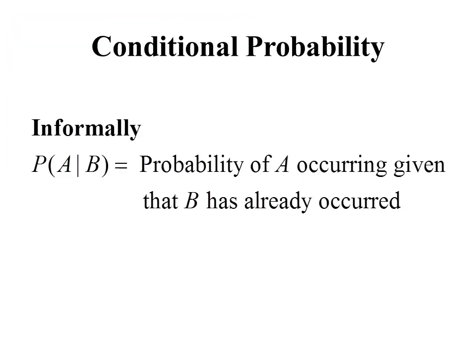Okay. So first let's give an informal definition of this idea of conditional probability. A conditional probability looks pretty scary the first time you see it. The notation is P of A vertical line B, which is read the probability of A given B. A and B are both events here. And informally, this means the probability of A occurring given that event B has already occurred. So somehow we know that event B has already occurred. We want to figure out what's the probability that event A has also occurred.